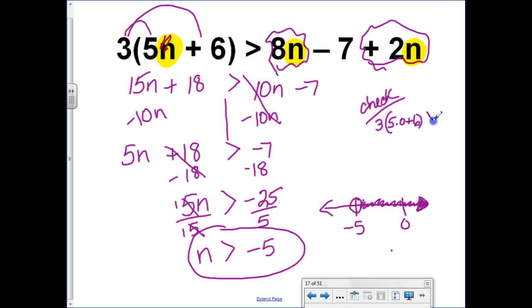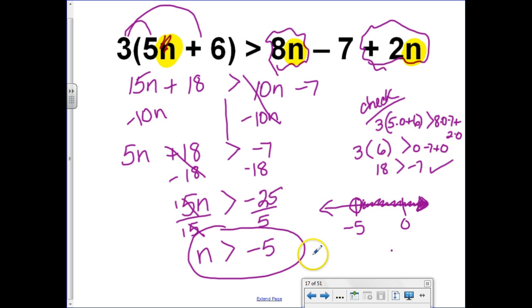And technically, that should be greater than 8 times 0 minus 7 plus, ooh, running out of room, 2 times 0. Let's see what happens. In parentheses here, 5 times 0 is 0, and I get 3 times 6, which is 18. That's supposed to be bigger than, okay, 8 times 0 is 0, and then a minus 7, and then plus 2 times 0, which is 0. 0 minus 7 plus 0, well, that's negative 7. Is 18 greater than negative 7? Yes, sirree, Bob, it worked.